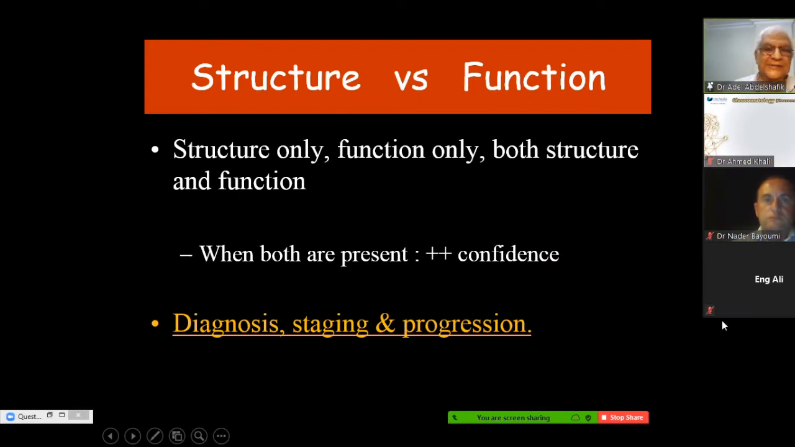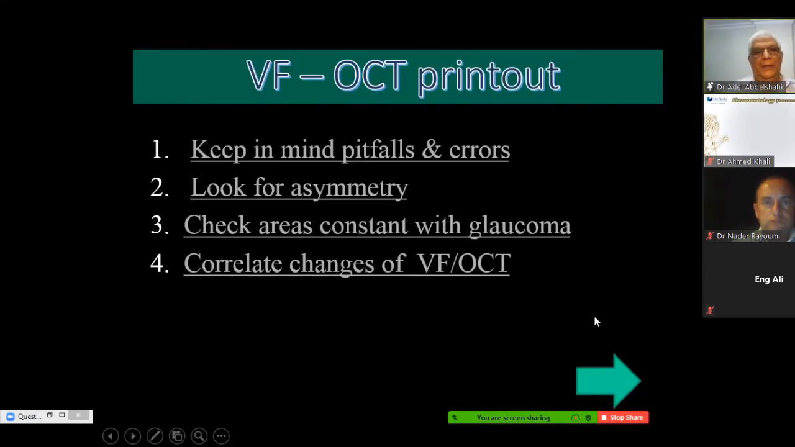Now, structure and function. Sometimes you see OCT changes only or disc changes only. Sometimes you see field changes only, and sometimes you see them together. When they are both together, this will increase our confidence in the diagnosis. So both structure and function help us with the diagnosis, the staging, and the progression.